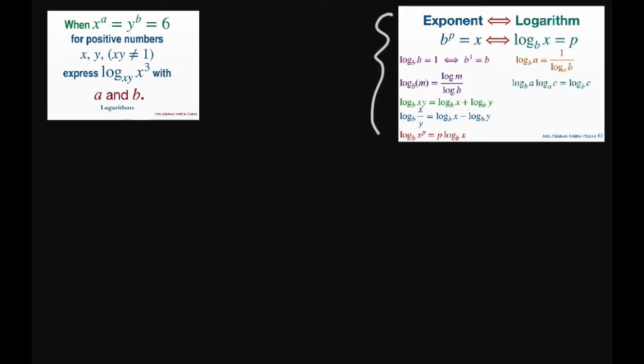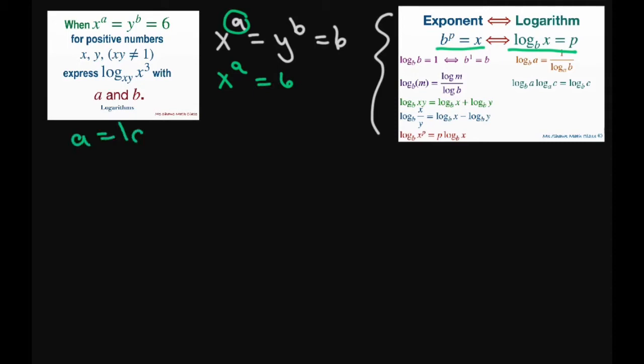So basically, if we have x to the power of a equals y to the power of b equals 6, then using my formula here, I can write them as logs. Let's just look at x to the power of a equals 6. That means that a equals log base x of 6. And then we can do the same thing with b: b equals log base y of 6.